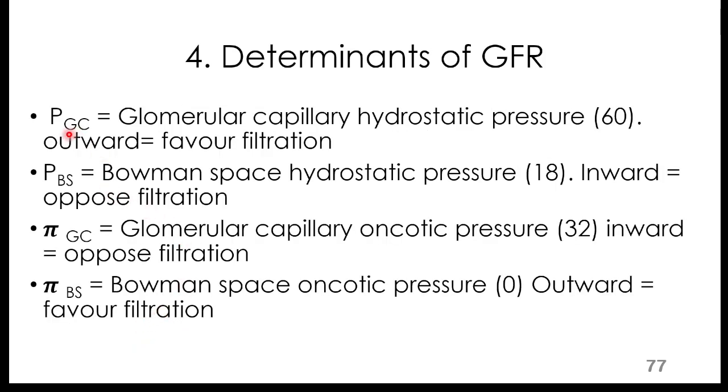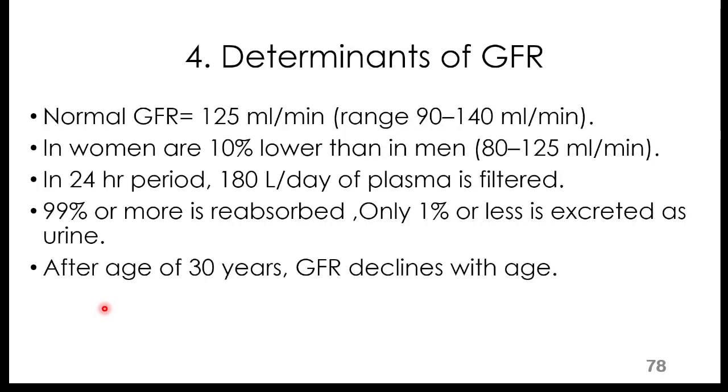Okay, so as I said, the PGC stands for the glomerular capillary hydrostatic pressure, which is a force that favors filtration, whereas the Bowman space hydrostatic pressure opposes filtration. The glomerular capillary oncotic pressure opposes filtration. The Bowman space oncotic pressure, which is usually 0, favors filtration. But of course, this can be more than 0 in cases of glomerular diseases that allow protein to leak, to pass through the filtration membrane into the Bowman's space.